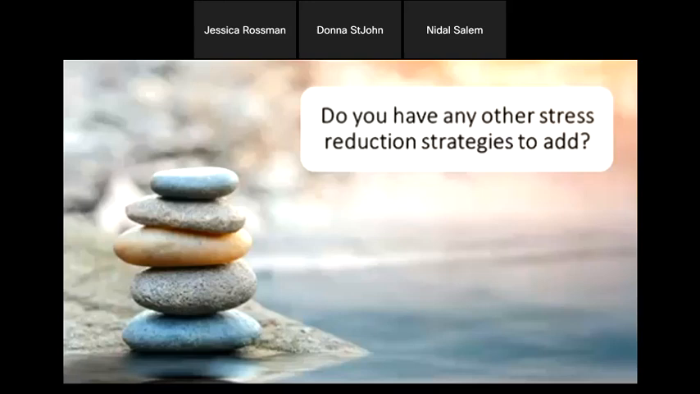So now that we've gone through the 8 different strategies, I want to know, do you have any other stress reduction strategies to add to this list? Feel free to mention anything or any variations of what we've already talked about. So I'd like to hear from you guys now. Please type in the chat box any other stress reduction strategies that you personally like to use or want to just share with other folks.